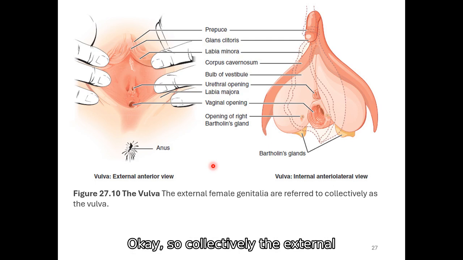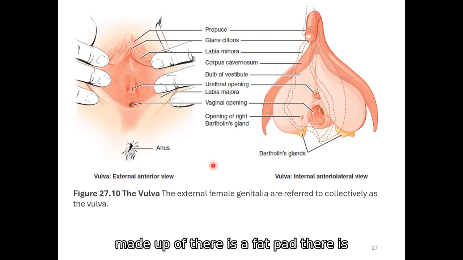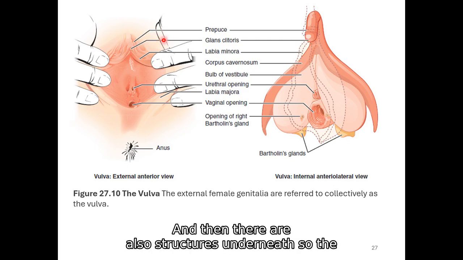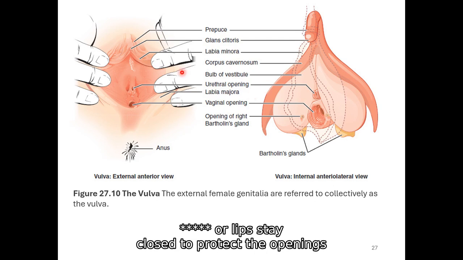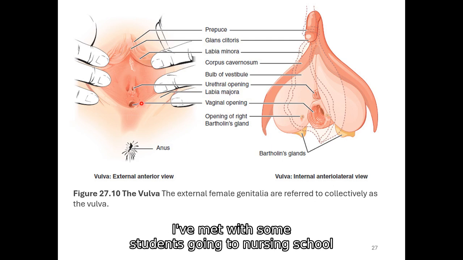Okay, so collectively, the external genitalia of a female is called the vulva. It is made up of a fat pad and two folds. We just watched the video. So we have the labia majora, labia minora, and then there are also structures underneath. So the labia, or lips, stay closed to protect the openings. This is anterior, this is posterior. So the urethra is first, and then the vagina.